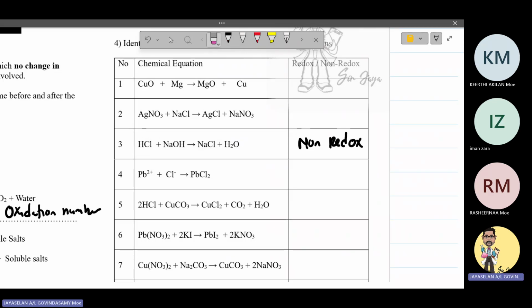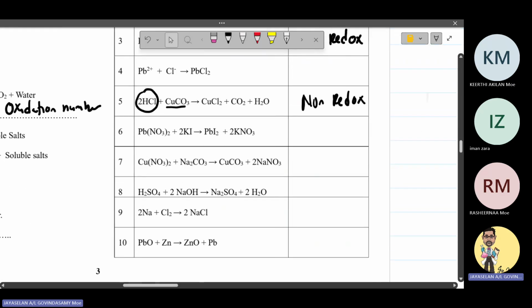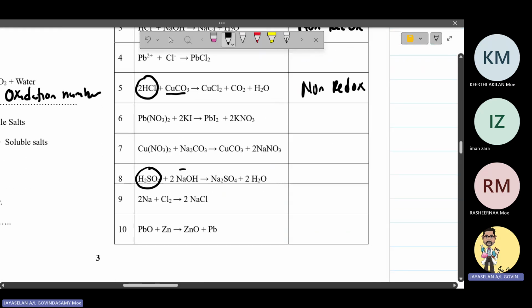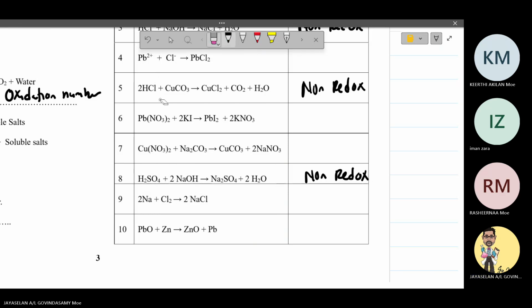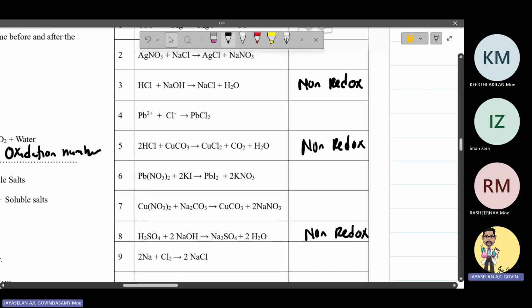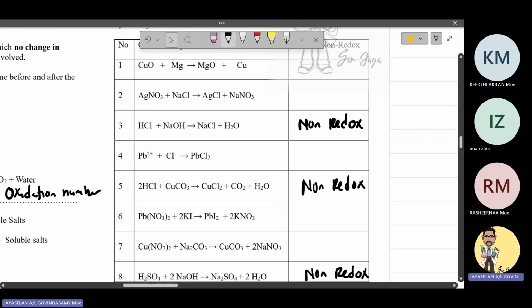Okay, so we got it. Now you see here there is acid. Acid plus metal carbonate, you get salt plus this. This also non-redox. Any question? Okay, you see here, then you see this one. Okay, acid plus alkali. You will get salt plus water, right? Salt plus water, right? So this is a non-redox reaction. Any question? No question. Okay, so we already got 3.